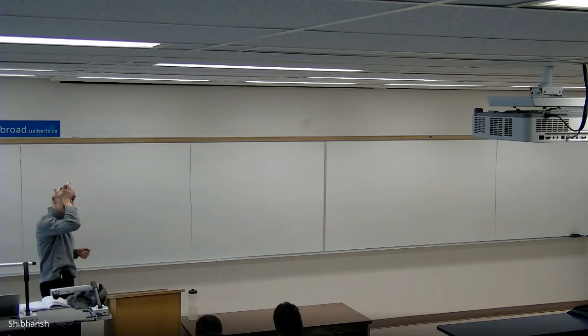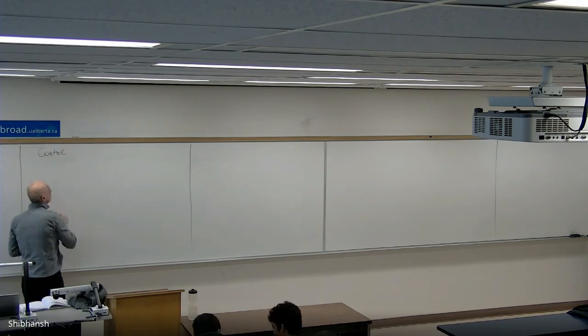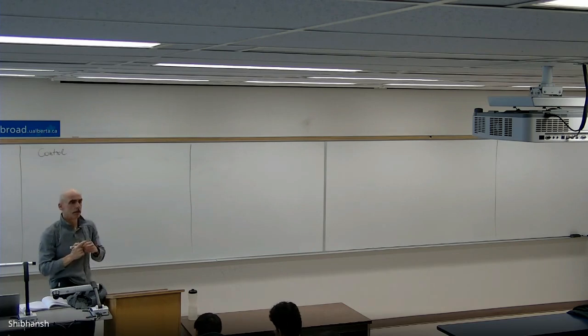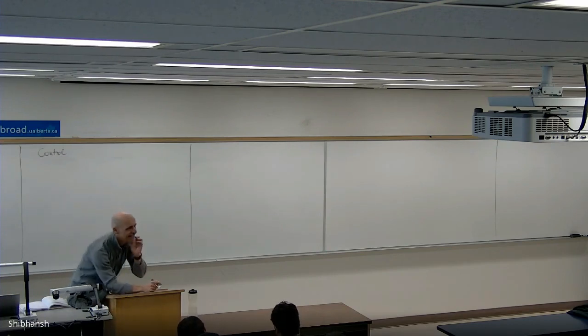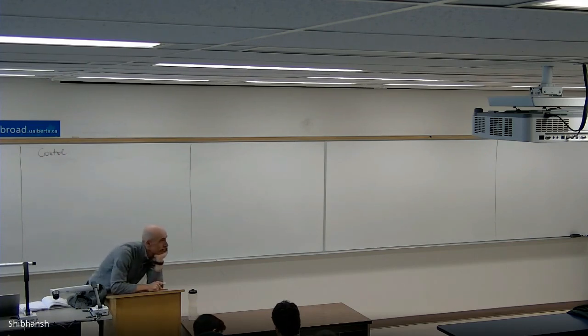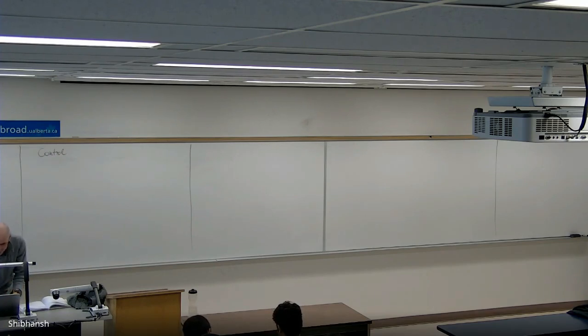So the new topic for the week is control, with sample-based methods. What is control? Let's have a dialogue. To control something. What does it mean to control something? I see. To make decisions. So what do we mean by control in our context, in the context of reinforcement learning?